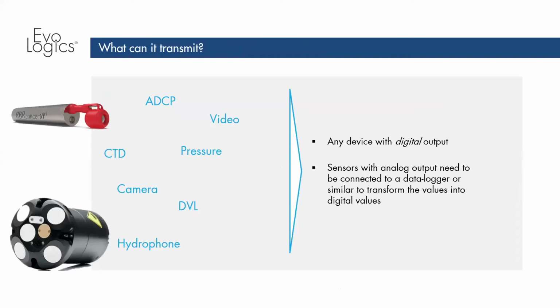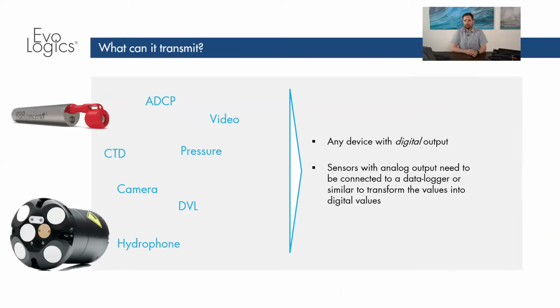So what can you transmit with these modems? You can have sensors such as ADCPs, video, CTDs, pressure sensors, cameras, DVLs, hydrophones. There's a multitude of sources that you can have. You can install the modems in your AUVs or other vehicles. As long as you have any digital output, you can put this information in our modems. There are some sensors, however, that have analog outputs. And in those cases, you need some kind of intermediary that will convert this analog information into digital data in order to be able to transmit it with our modems.